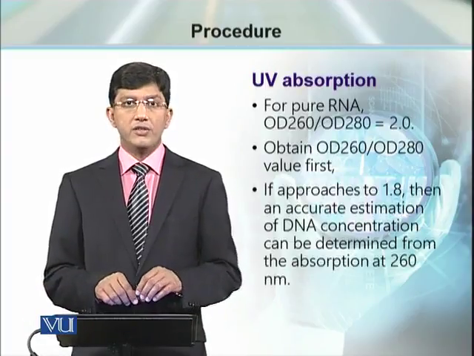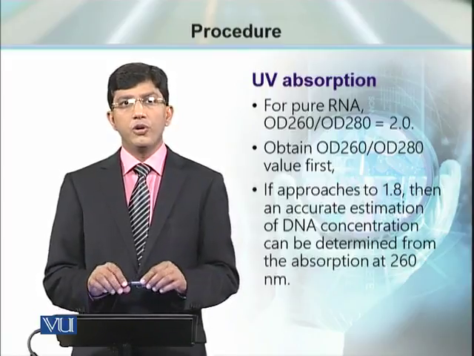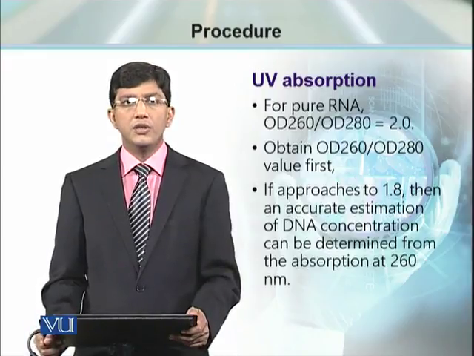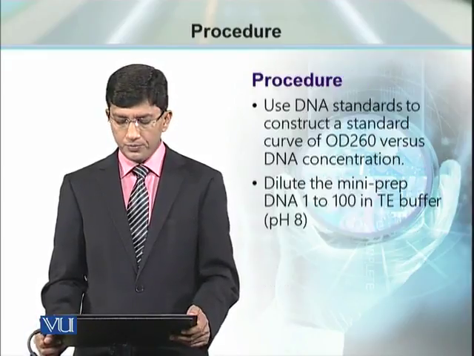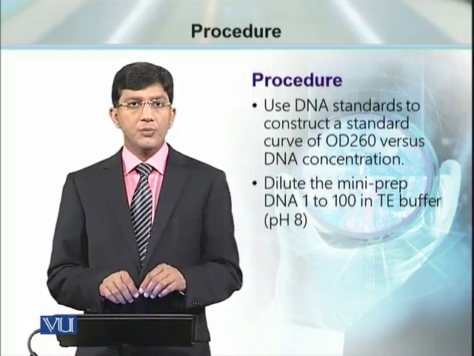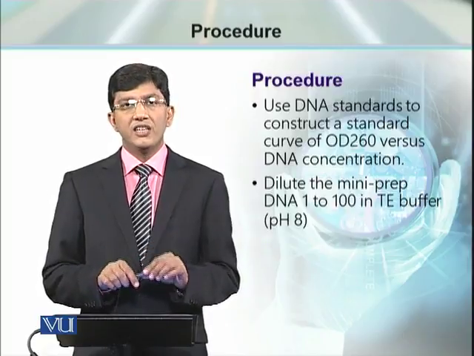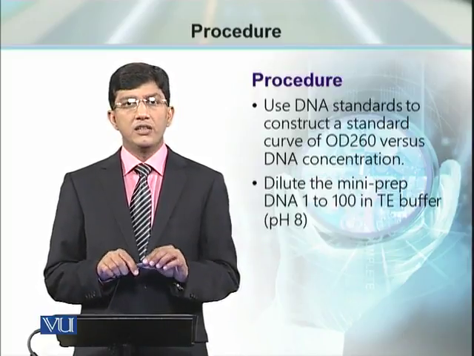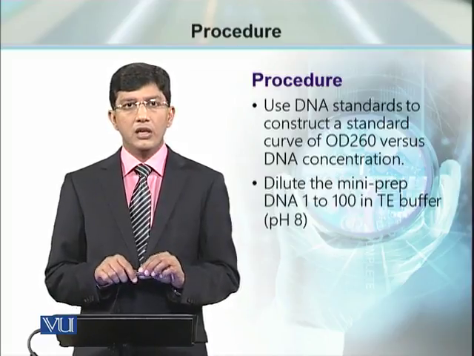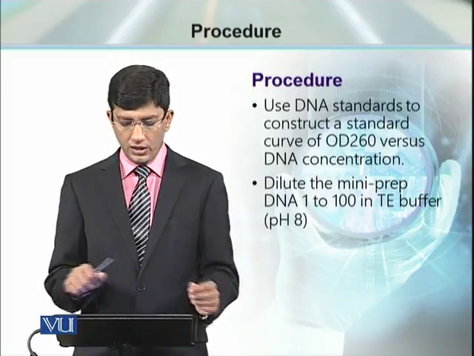So it is advised that you should check the absorbance ratio before proceeding further. If this is 1.8, proceed further to determine the quantity of DNA. For determination of quantity, सबसे पहले हमें स्टैंडर्ड DNA सैंपल यूज़ करते हुए एक स्टैंडर्ड कर्व बनाना है. स्टैंडर्ड कर्व बनाने के बाद वो स्टैंडर्ड कर्व हम फ्यूचर में यूज़ कर सकते हैं अननोन सैंपल्स की कंसंट्रेशन, DNA कंसंट्रेशन डिटरमिन करने के लिए.